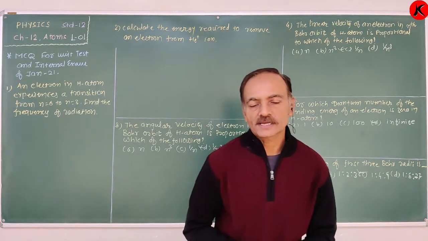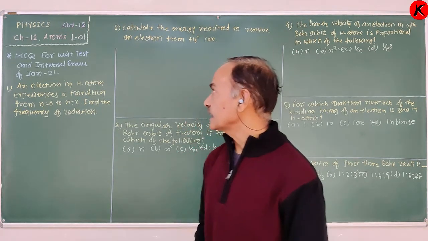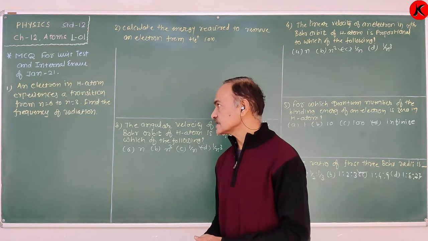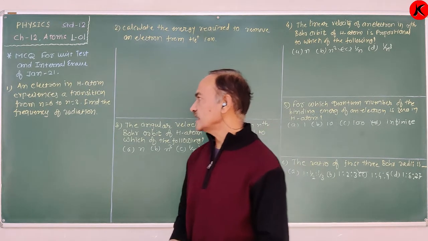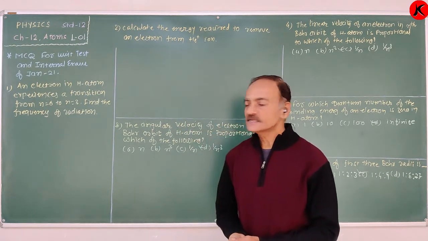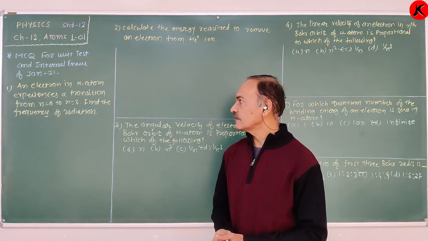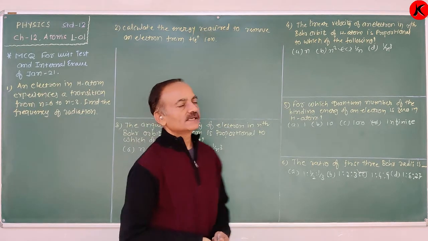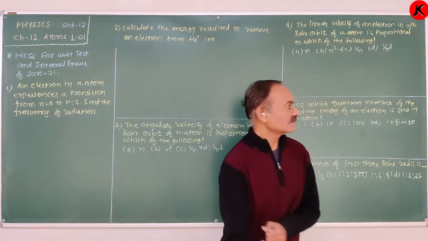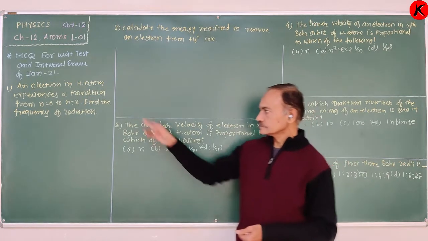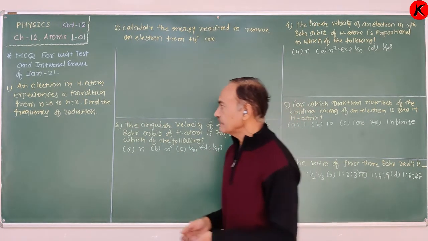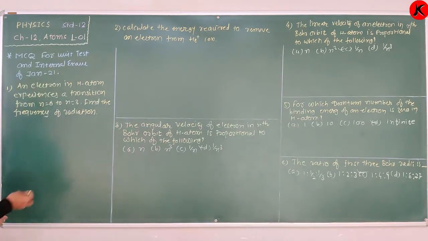Clear? Okay. Now, in chapter 12, Atoms, we have already discussed the theory. Now, what is the first question? An electron in a hydrogen atom experiences a transition from n equal to 6 to n equal to 3. We have to find the frequency of the radiation. That means the electron makes the transition from n equal to 6 to the third orbit.